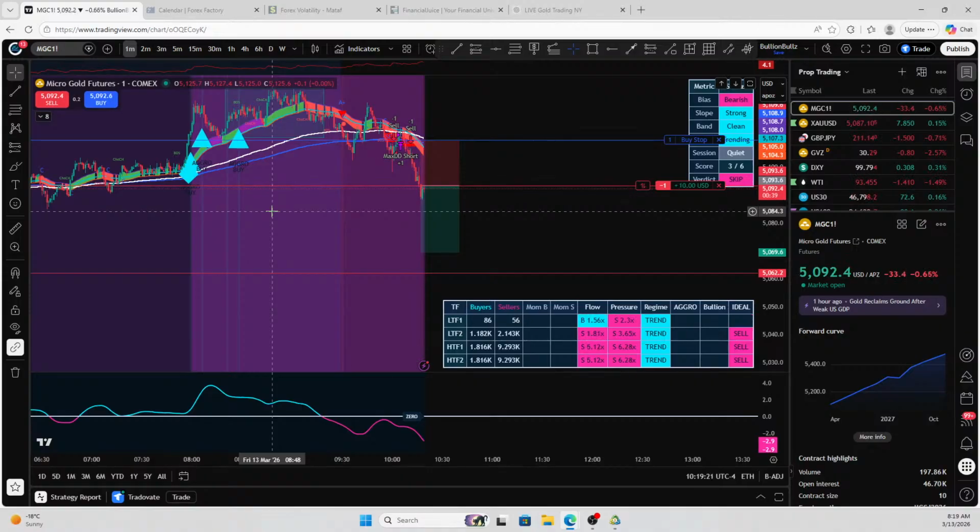If our higher time frame bias is confirmed, our volume is confirmed, our structure is bearish, and our structure is aligning with everything, then we'll be looking for a bearish trade in the market.